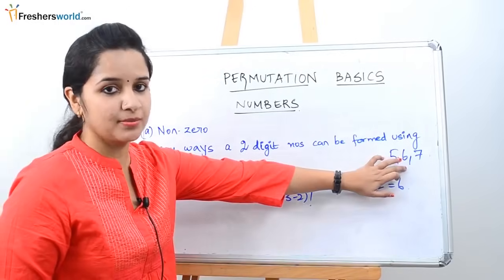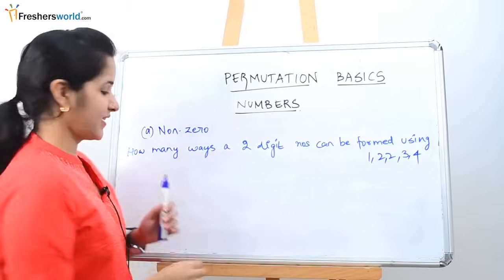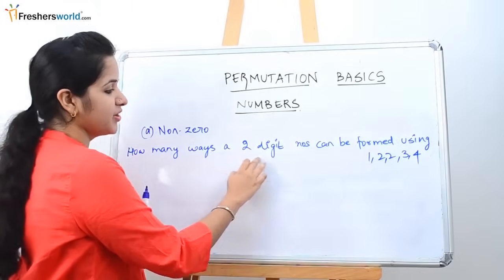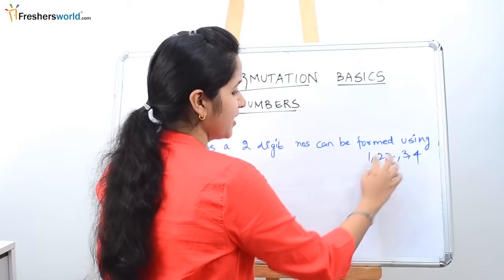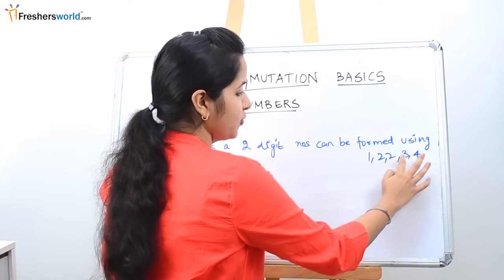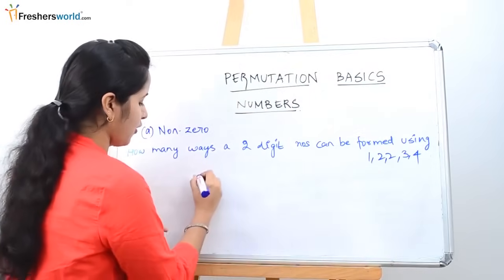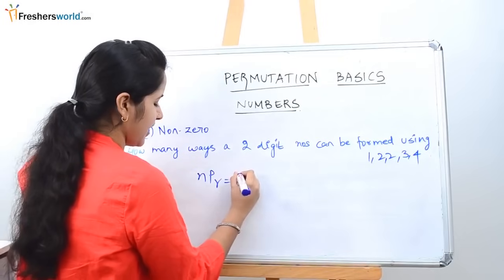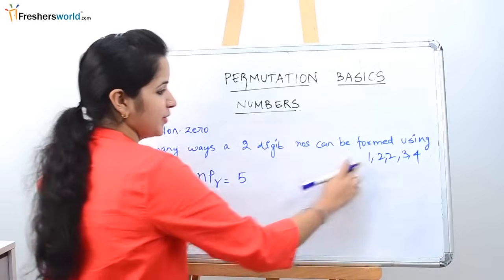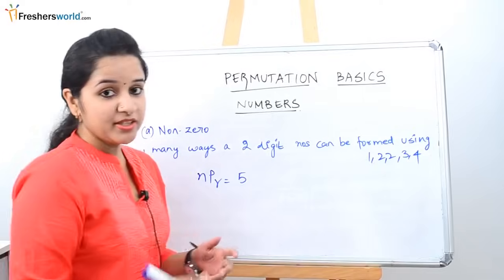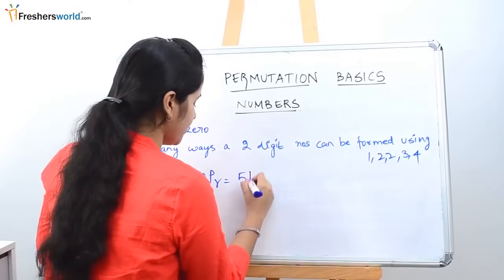The next type of sum that we are going to see is what we have if we have repeated numbers. Let's consider this example. How many ways can a 2-digit number be formed using 1, 2, 2, 3, 4? So the formula is nPr and we will write n as 5 here because 5 numbers are given. How many digits we have to form? It is 2.